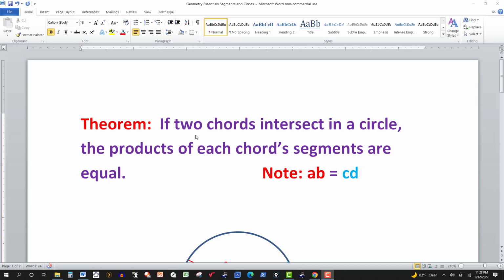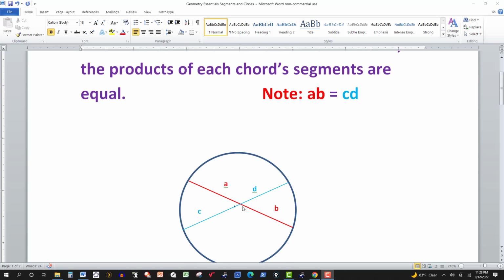This theorem states if two chords intersect in a circle, the products of each chord's segments are equal. So that tells me that this part A, whatever that length is, and here these are lengths. The A, the B, the C, and the D represent lengths. So it's telling me that the product of A and B will always equal the product of the other two parts for the other chord, C times D. No matter where I draw the chords, this property is going to hold according to this theorem, as long as the chords intersect inside the circle.